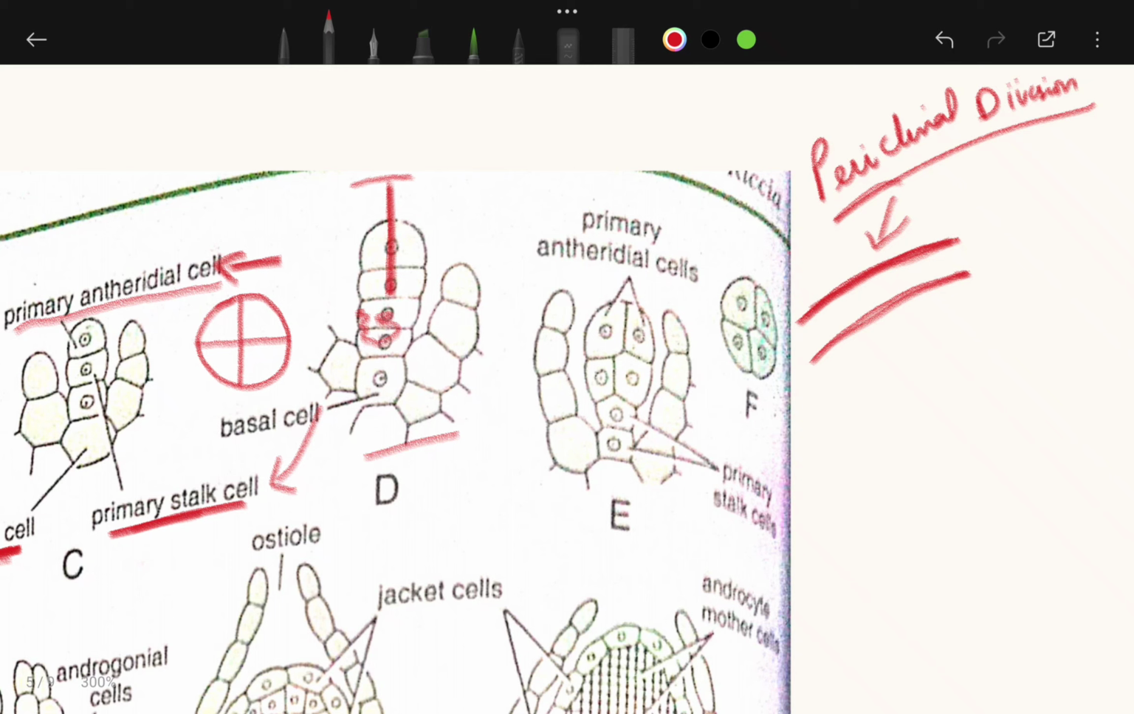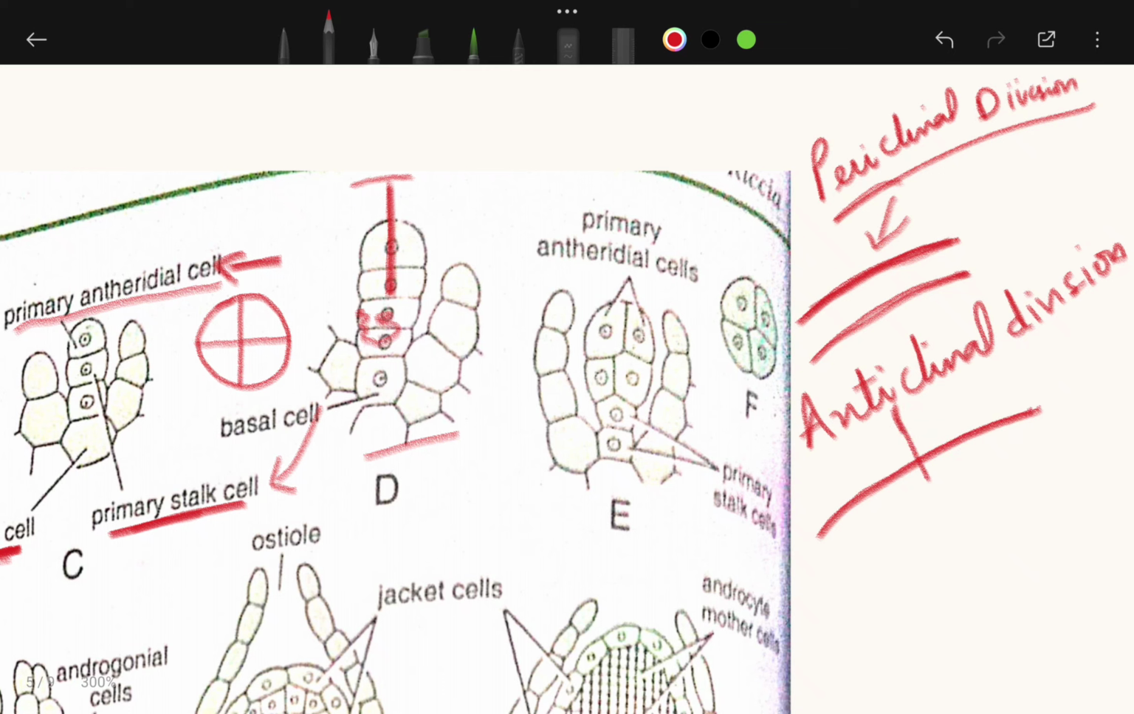There is another type of division known as anticlinal division. This type of division will take place perpendicular to the cell surface. So if this is the cell surface, the division will take place in this manner, perpendicular to the cell surface. So you'll find that new wall formation will take place in this manner. You'll find cells like this, but here you'll find that division will take place in this manner, that is parallel to the cell surface.